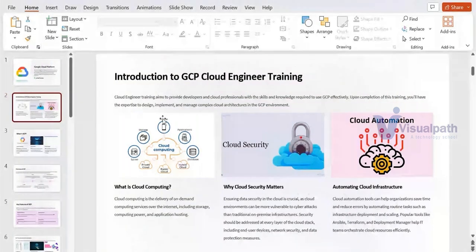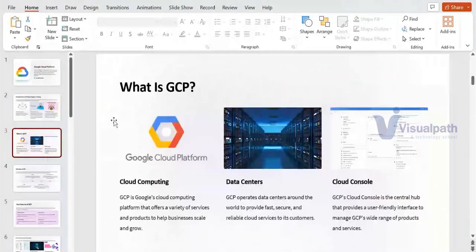So these are the major roles that you will be playing once you are familiar with the GCP cloud. Then moving on, what are the major components of GCP and what do you get? Right, the very first thing is you get cloud computing. You also get data centers, and a very good interactive GUI known as the cloud console.